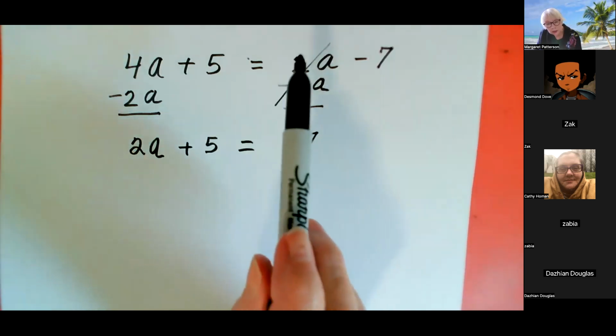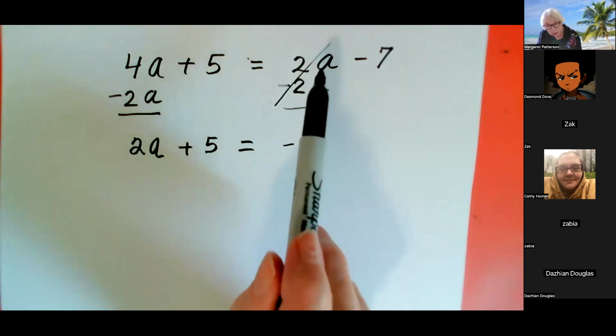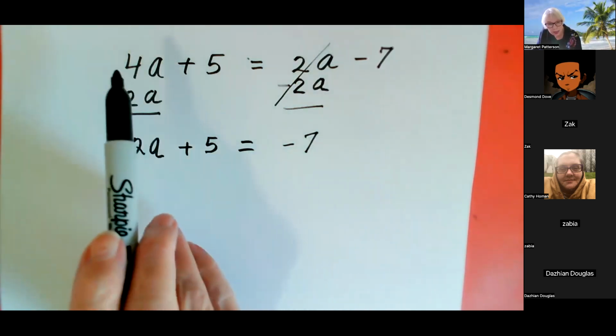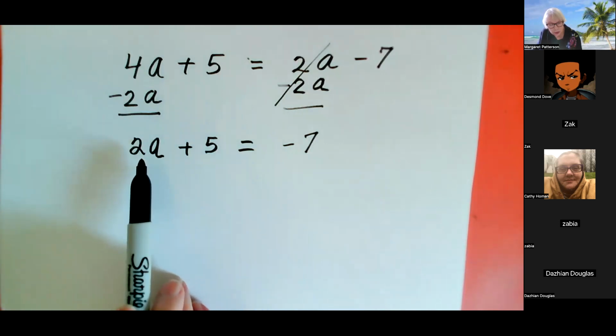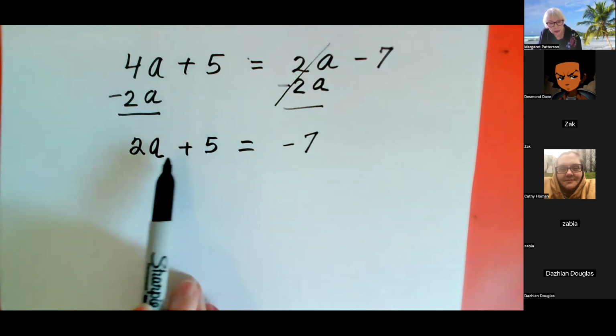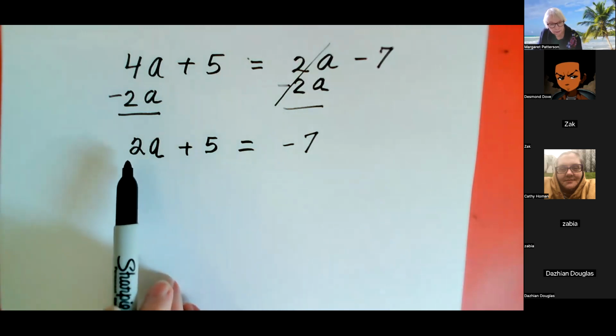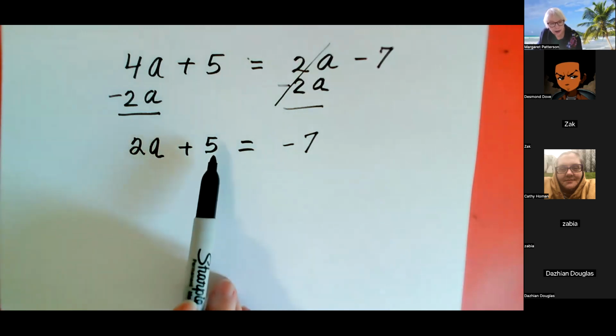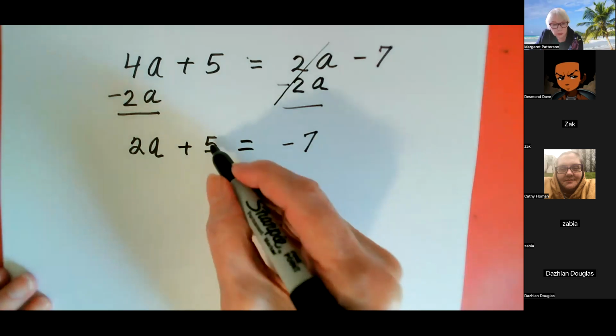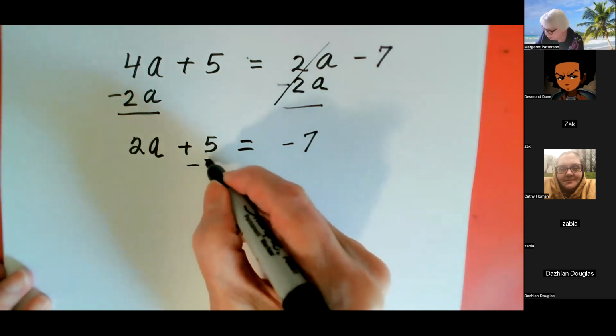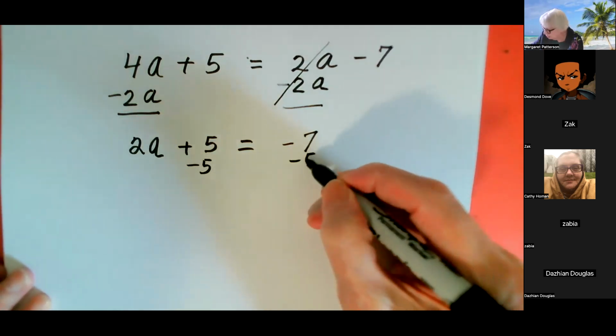I've now solved a major problem. It's not done, but I've gotten rid of the A's on just one side now, which is what I wanted. This is now the two-step problem. The 2 and the 5 have to be dealt with. I will deal with the +5 first by subtracting 5 on both sides.